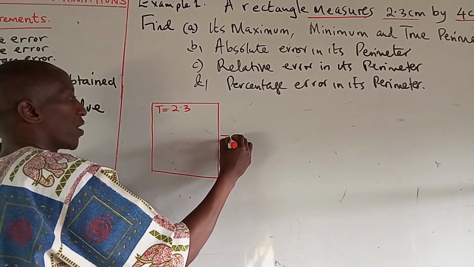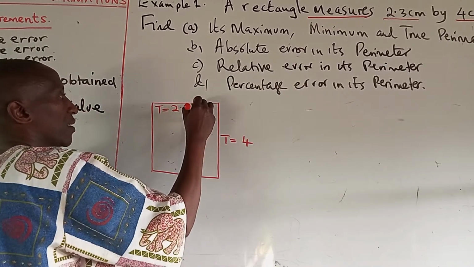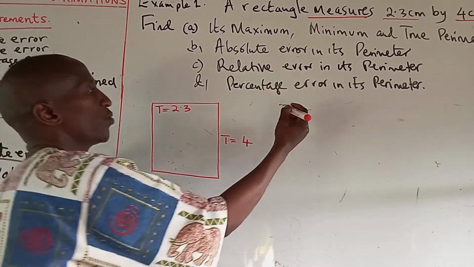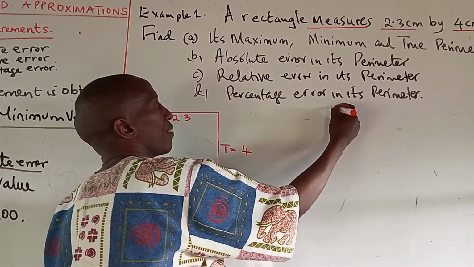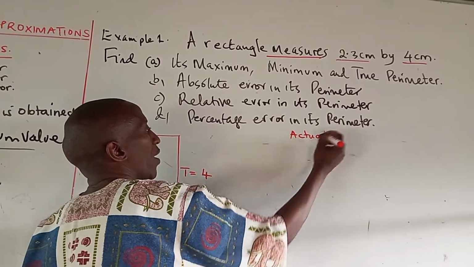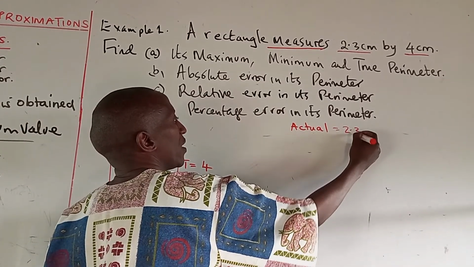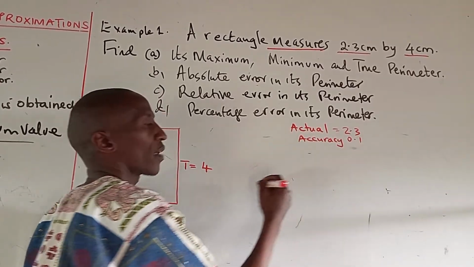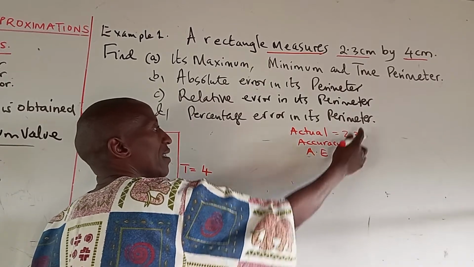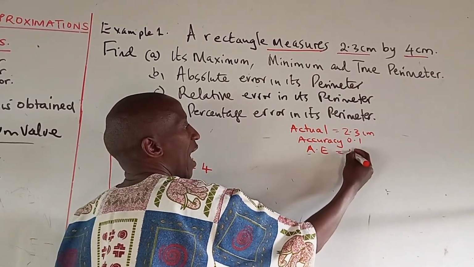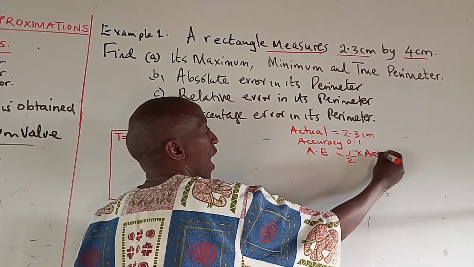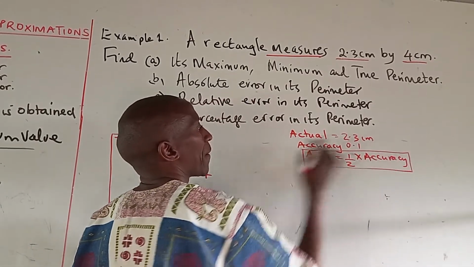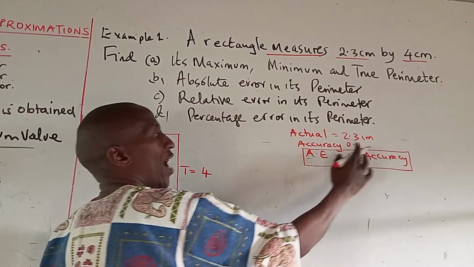And here the true value is 4 centimeters. Now, going by this, we need to realize that the measurement actual, when it is 2.3, the accuracy to which it is done is 0.1. And therefore, the absolute error in this individual measurement, 2.3, is half of the accuracy. In an individual measurement, the absolute error is calculated as half the accuracy.